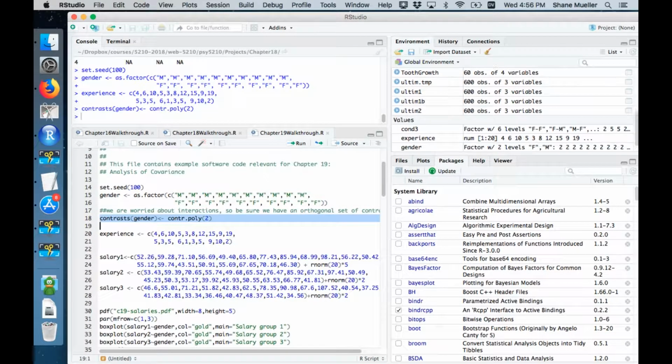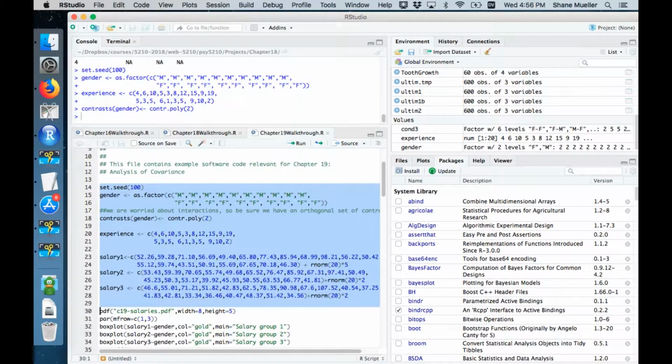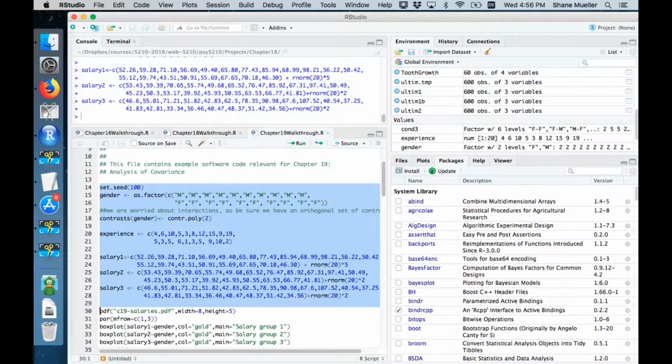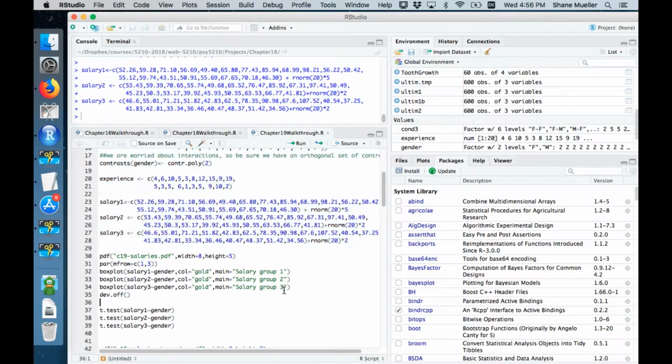So right away I'm going to change the contrast of gender to be polynomial contrast instead of the treatment coding that we used previously, which is the default. So here, I'll run this whole set. These are, again, faked data. I really don't know what the real relationship is, but we've got 3 different companies: salary 1, salary 2, salary 3.